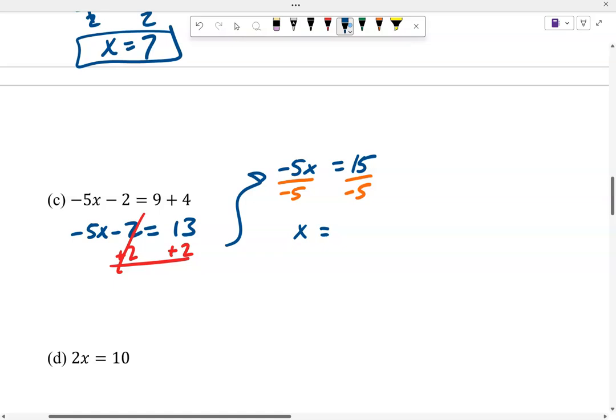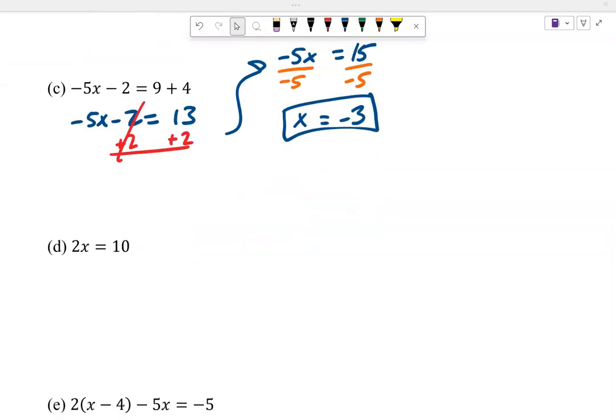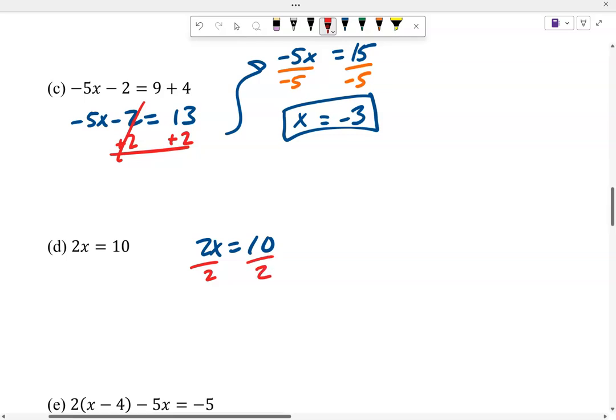And 15 divided by negative 5? Good. 3. Awesome. Yep. So do the opposite of multiplication, which is division. Divide this side by 2, divide the other side by 2. So we got a 1x equals 5.